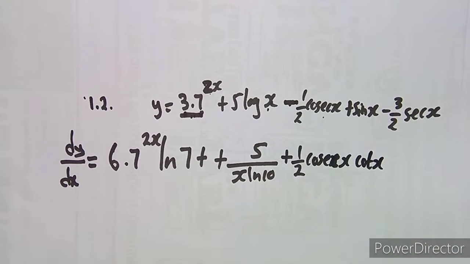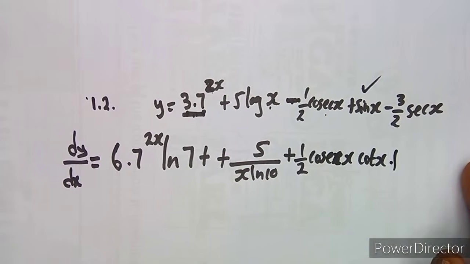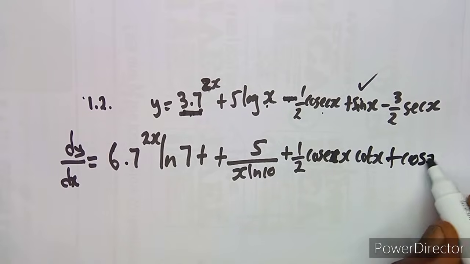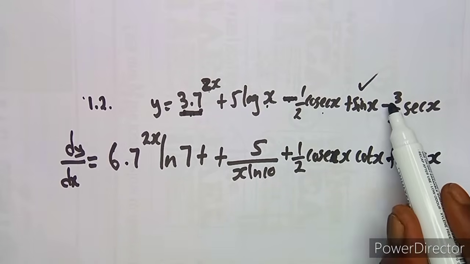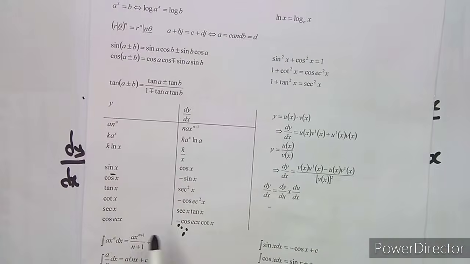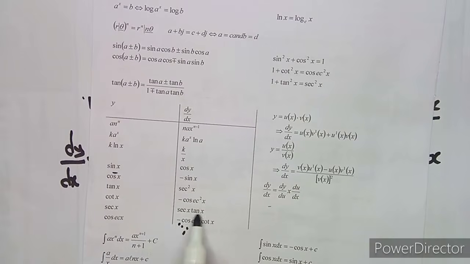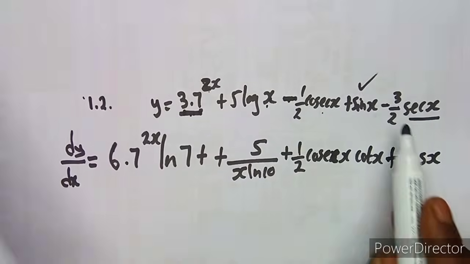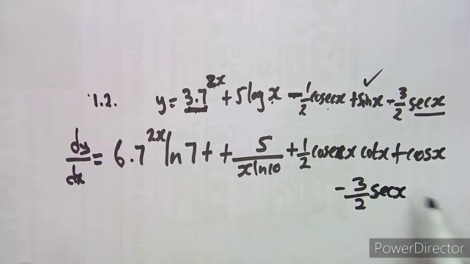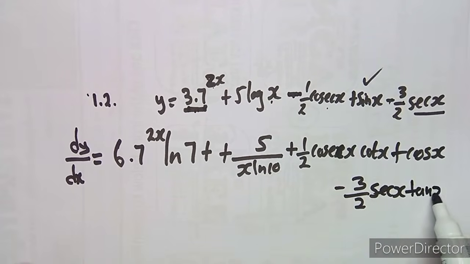So that's the idea. You move on to sine. So take note, sine is cos. So it's a plus this one, plus cos x. All right, we move on to minus 3 over 2 sec x. All right, so where do we have sec? Sec is sec tan. There's a plus, so this plus and a minus, there's no effect, so it's going to remain as a minus. So it's going to be minus 3 over 2 sec x tan x like this. So this is what you're going to have.